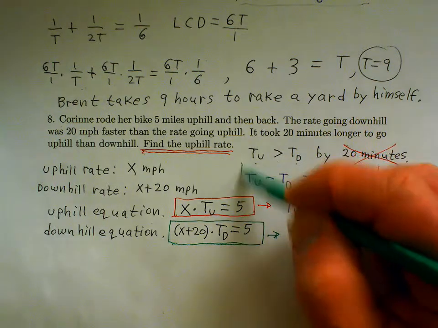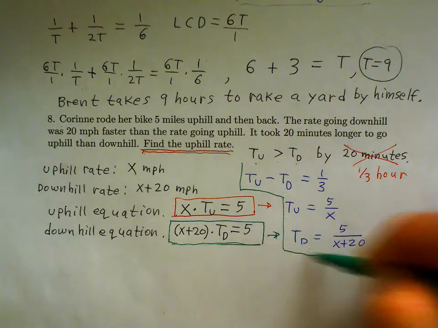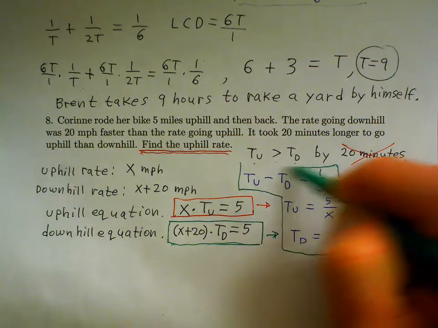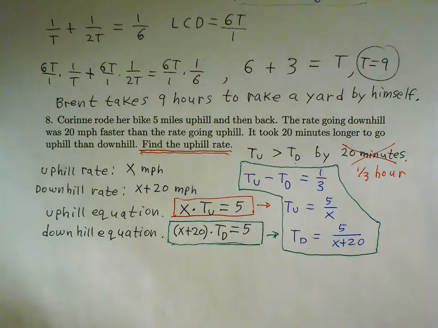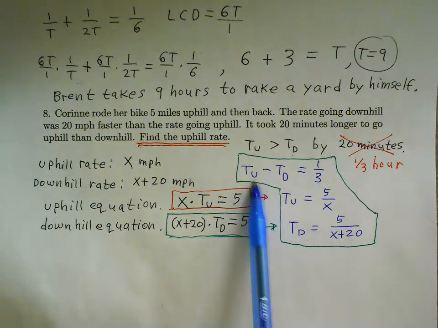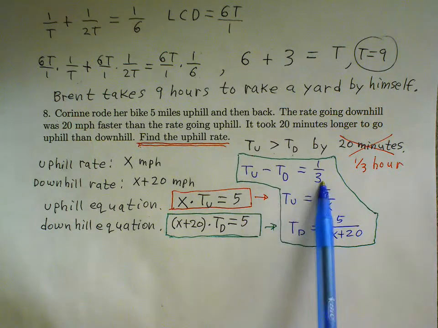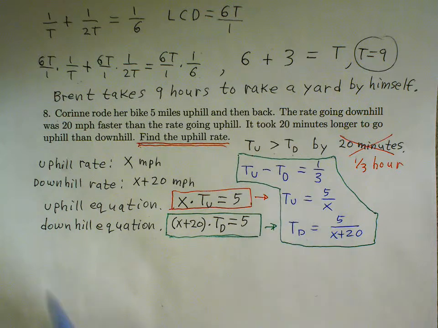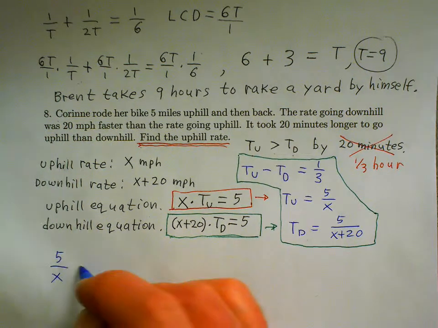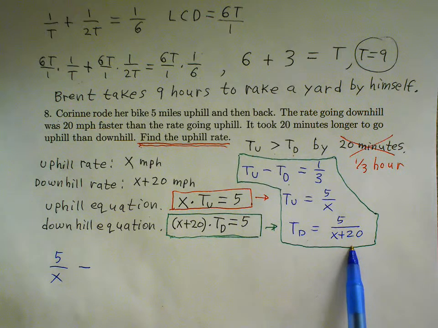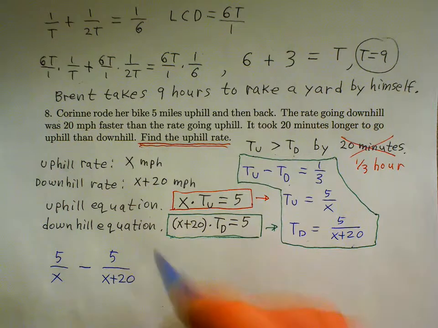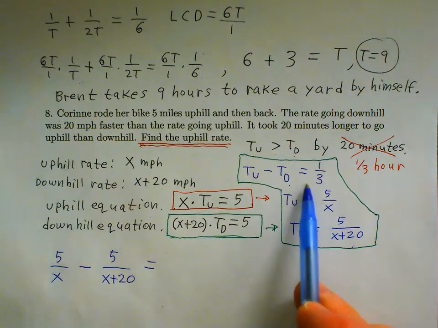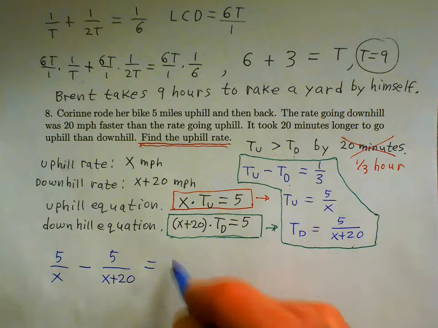Okay, now the information from these three equations will be combined and we'll have one equation whose only variable is x. So in this one, t sub u minus t sub d equals 1/3. Replace t sub u with 5 over x. From that, we're subtracting t sub d. We replace t sub d with 5 over x plus 20. And 5 over x minus 5 over x plus 20 equals 1/3.